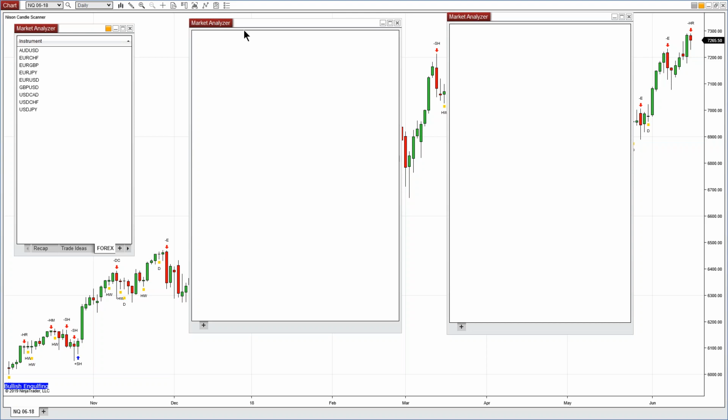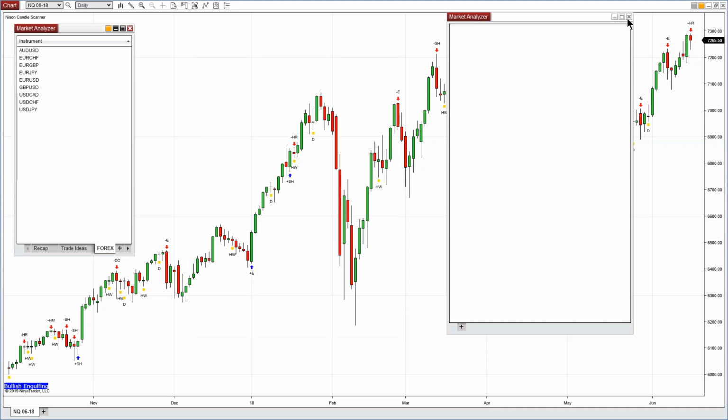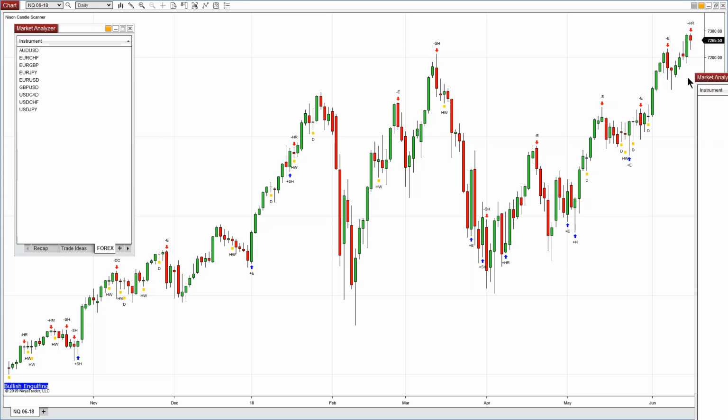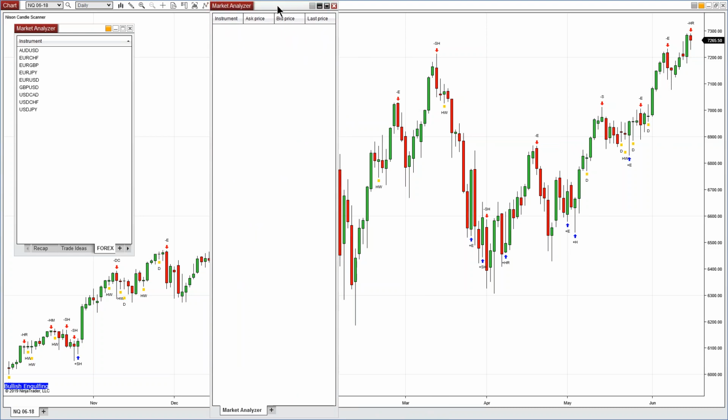Looks like this market analyzer is dysfunctional because it's probably been sitting idle for too long. I'm just going to get rid of it and create a new one. So let's go back. Oops. There we go. Somehow those are malfunctioning. Where is? There it is. So here's a new one. I'll make that a little smaller.